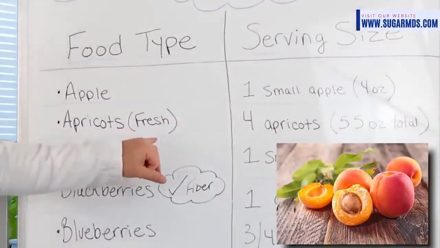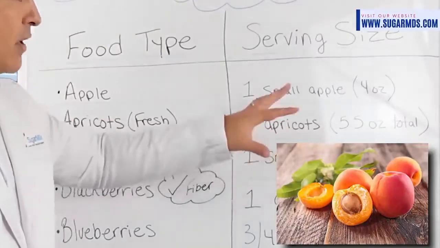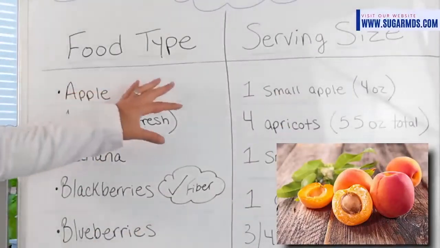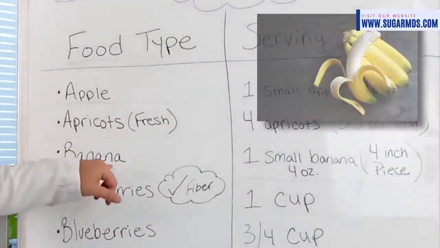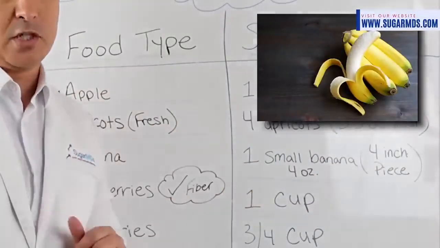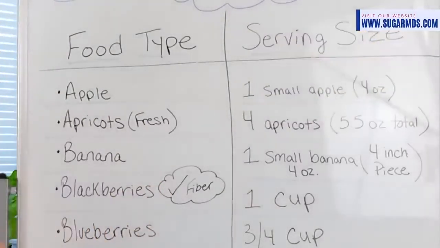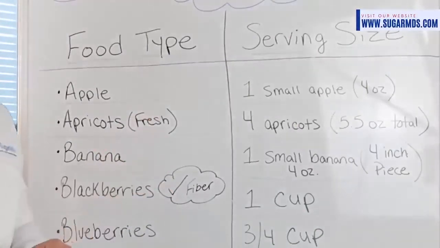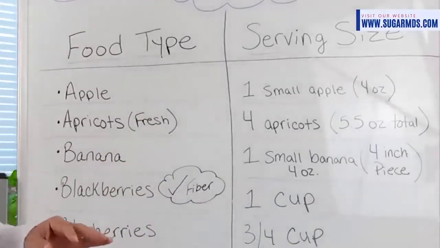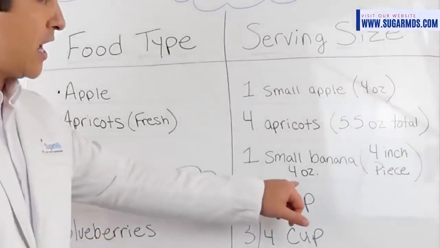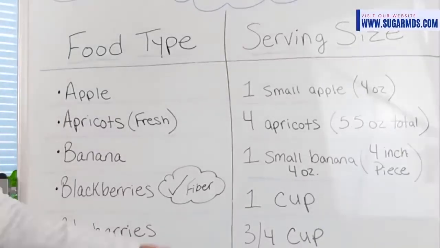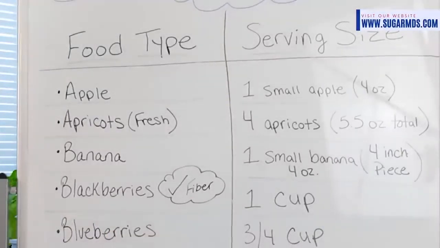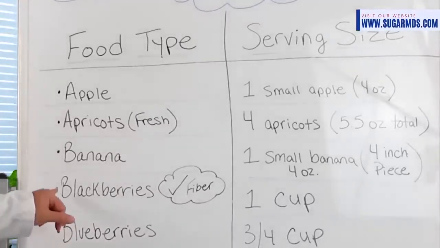Now, apricots, fresh apricots, again, four to five apricots, depending on the size, is equal to an apple, so it's 15 grams. So apricots are not bad at all. The banana, again, if you're going for a very, very small banana, that's going to be 15 grams, but most bananas that we have, in the United States at least, will be around 25 to 30 grams. So if you're eating like a 4 inch piece, that is half of a moderate size banana, which would be 15 grams. So if you're going to eat banana, probably half a banana will be enough for that 15 grams.